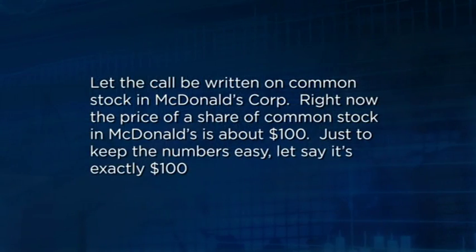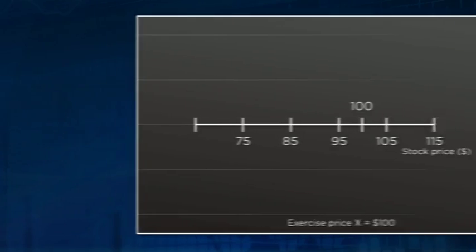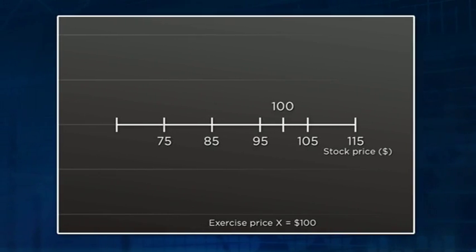Okay, now let's work through some specific examples for a call. For concreteness, let's say that you are the buyer of the call that I wrote. Let the call be written on a common stock, say in McDonald's. Right now, the price of a common share of McDonald's is about $100. Just to keep the numbers easy, let's say it's exactly $100. Currently, there are standardized contracts with strike prices ranging from $75 to $115. Let's say the exercise price on the call you and I have transacted in is $100. When the exercise price is the same as the current price of the underlying security, the option is said to be at the money.